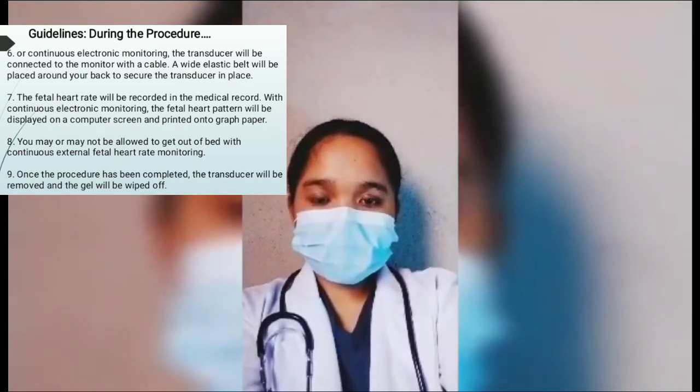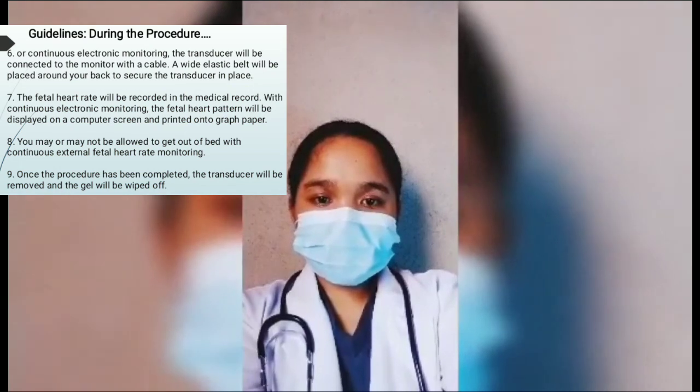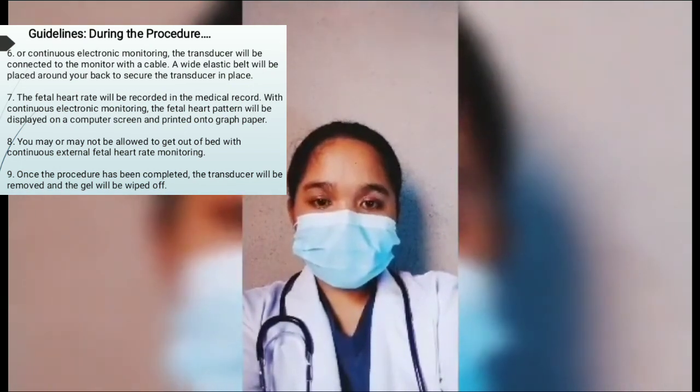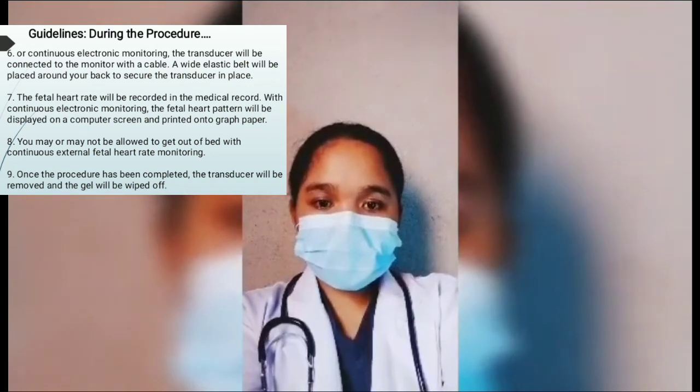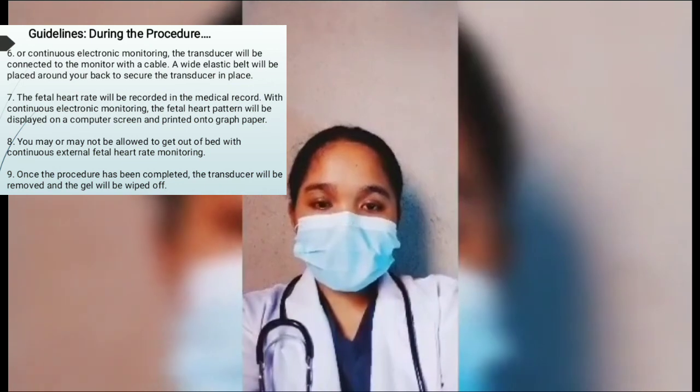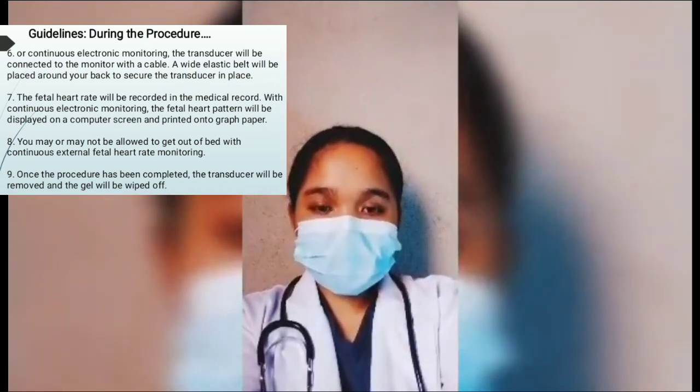Sixth, for continuous electronic monitoring, the transducer will be connected to the monitor with a cable. A wide elastic belt will be placed around your back to secure the transducer in place. Seventh, the fetal heart rate will be recorded in the medical record. With the continuous electronic monitoring, the fetal heart pattern will be displayed on a computer screen and printed on graph paper. Eighth, you may or may not be allowed to get out of bed with continuous external fetal heart rate monitoring. Ninth, once the procedure has been completed, the transducer will be removed and the gel will be wiped off.